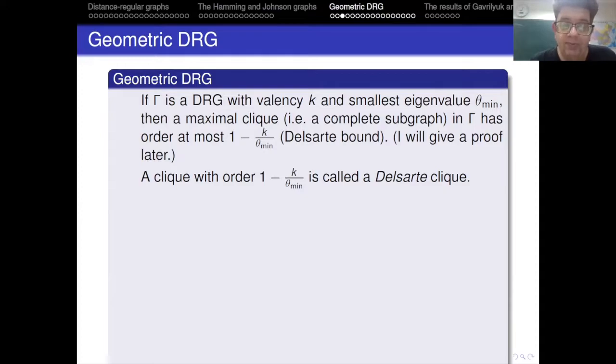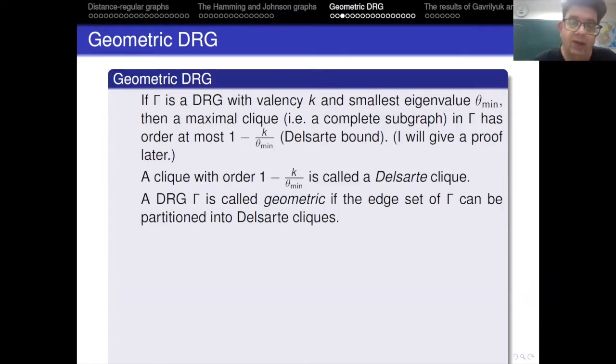If a distance regular graph has valency k and smallest eigenvalue theta min, then a maximal clique, that means a complete subgraph in gamma, has order at most 1 minus k over theta min, the smallest eigenvalue. This is called the Delsarte bound, and I will give a proof later today. We call a clique of this order a Delsarte clique. It has very nice combinatorial properties, more than just the order.